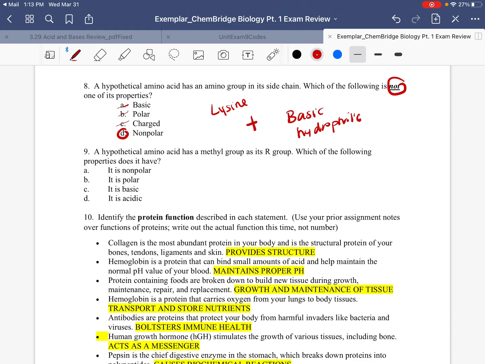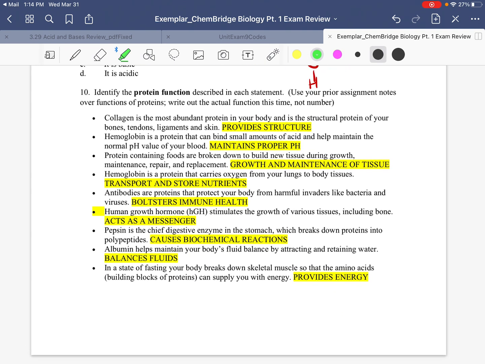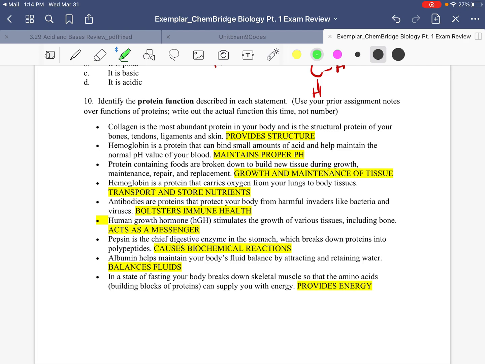So a hypothetical amino acid has a methyl group. A methyl group. We know methyl is nonpolar, right? So if you make that connection, automatically when you think of a methyl group, it is a hydrocarbon. And it hates water. It is hydrophobic. So for this one, we quickly know it is nonpolar. For the rest, you just have to study the functions, just connect it.